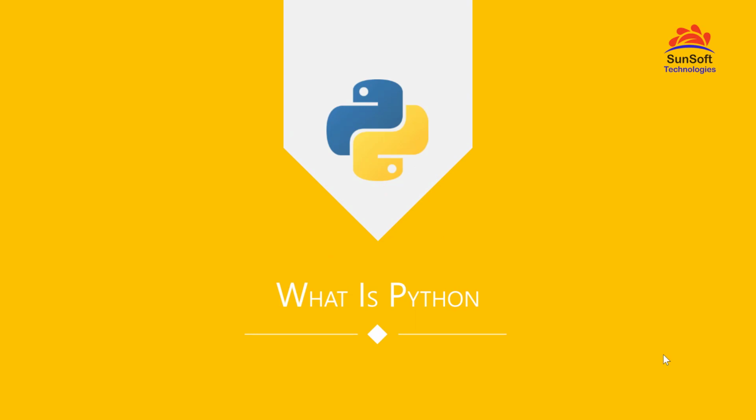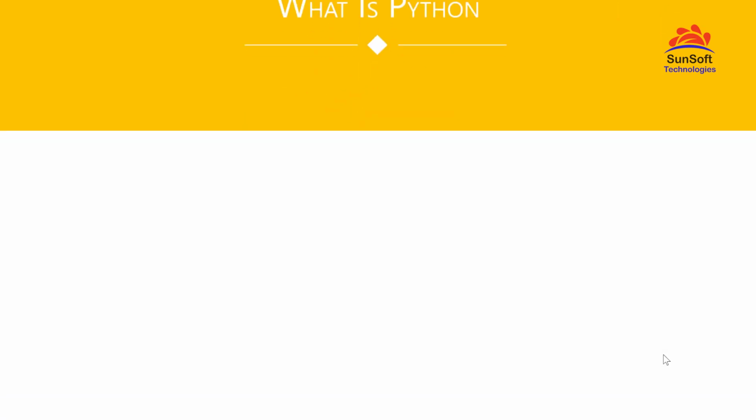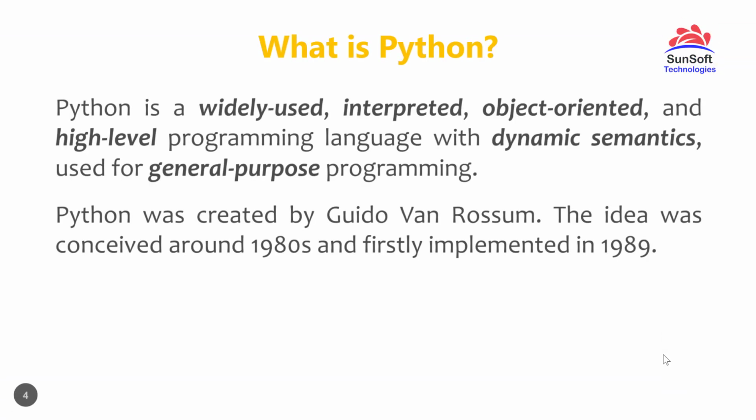First things first, what is Python? Now Python is a widely used, that means that it is very popular, interpreted, Python goes line by line while executing code, object oriented, Python follows the OOPS paradigm, and high level programming language. That means Python works on high level rather than the assembly or the machine level. With dynamic semantics, Python has dynamic types which depend on assignment for type specification.